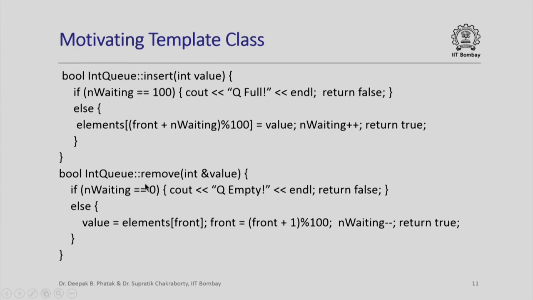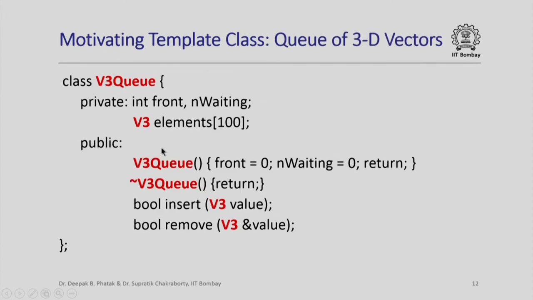Now what I want to ask is that suppose after having defined this class, which is a queue of integers, suppose I also want to define a queue of three-dimensional vectors, basically a queue of the V3 class that we have already studied. Now I could go back and try to define this V3 queue class, and what I would realize is that this definition of the class is very, very similar to the definition of the class int queue that we just saw. The only difference is highlighted here in red.